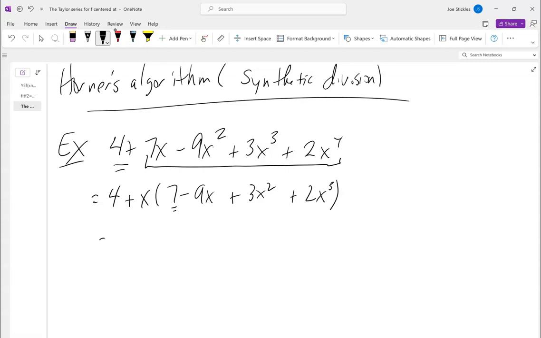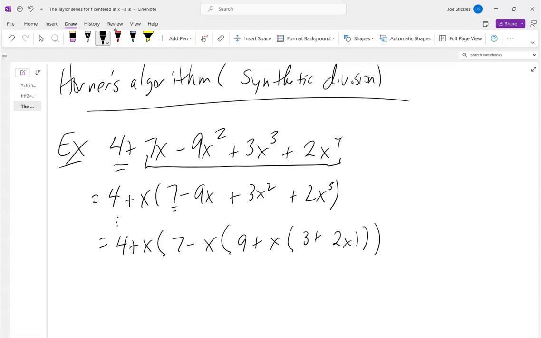So notice that if I do this several times, I can have 4 plus x times (7 minus x times (9 plus x times (3 plus 2x))). So I've got to close them all. So we've written this as nested multiplications. And if you remember how Horner's algorithm worked, or synthetic division worked, remember you took whatever you're plugging in for your x, multiplied it by the leading coefficient, added it to the next coefficient, multiplied, added, multiply, add, right? Well, we're going to write it out longhand here in a second, but that's the idea.